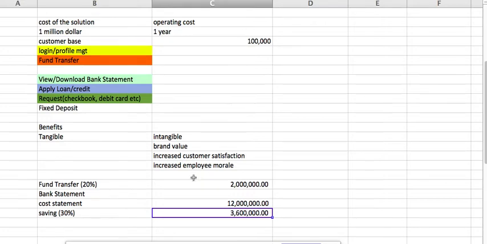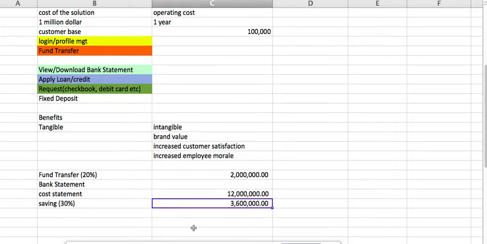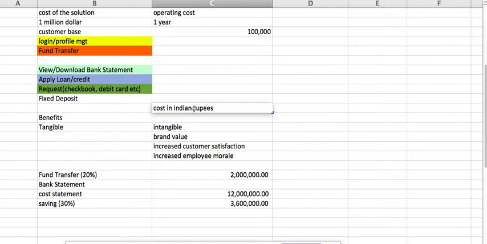Is this in cents? We will convert that into USD later on. This is all in Indian rupees. So here I'm going to write cost in Indian rupees, that is INR. Now you have item 1, then the saving is item 2. So actually the bank statement, and here is the saving. Okay.